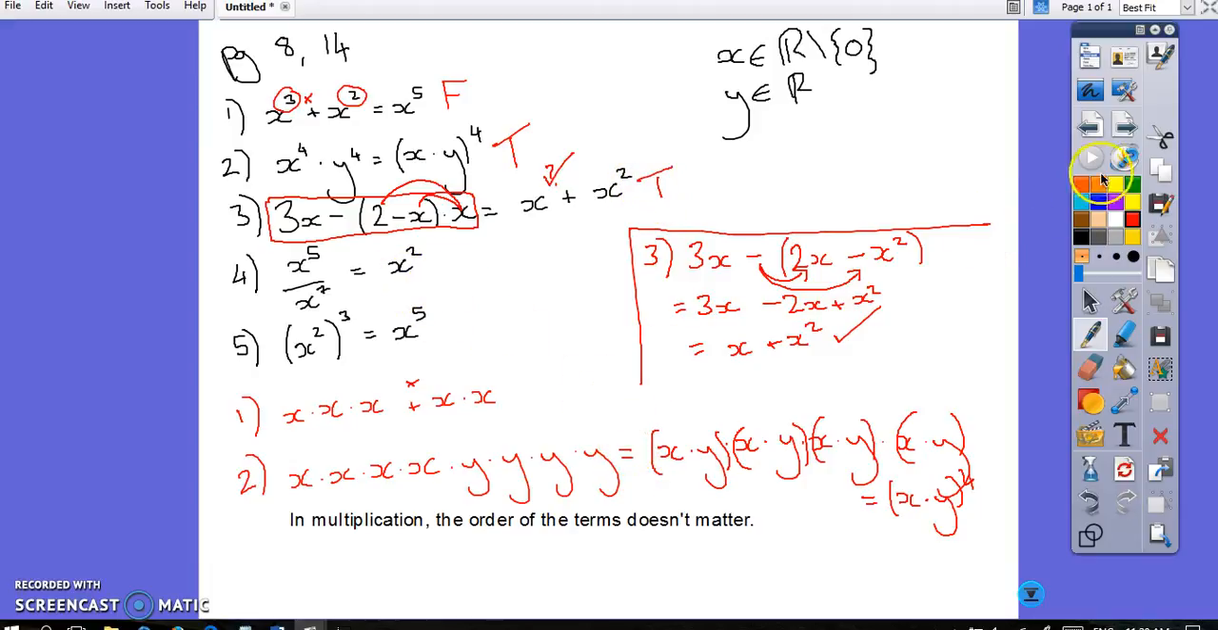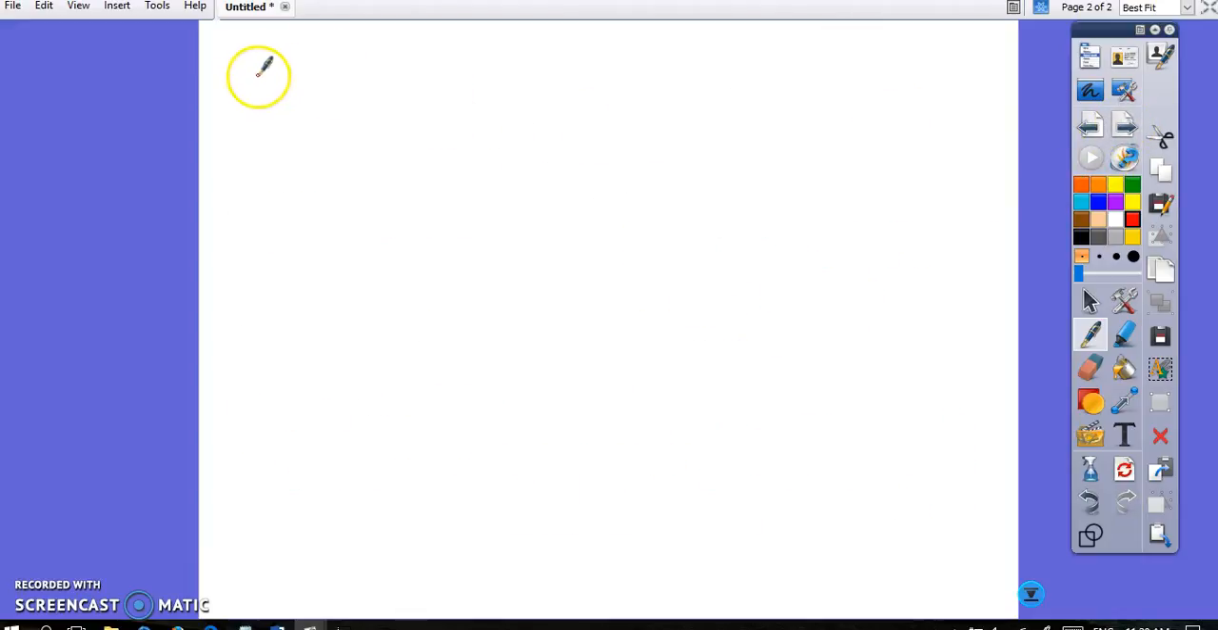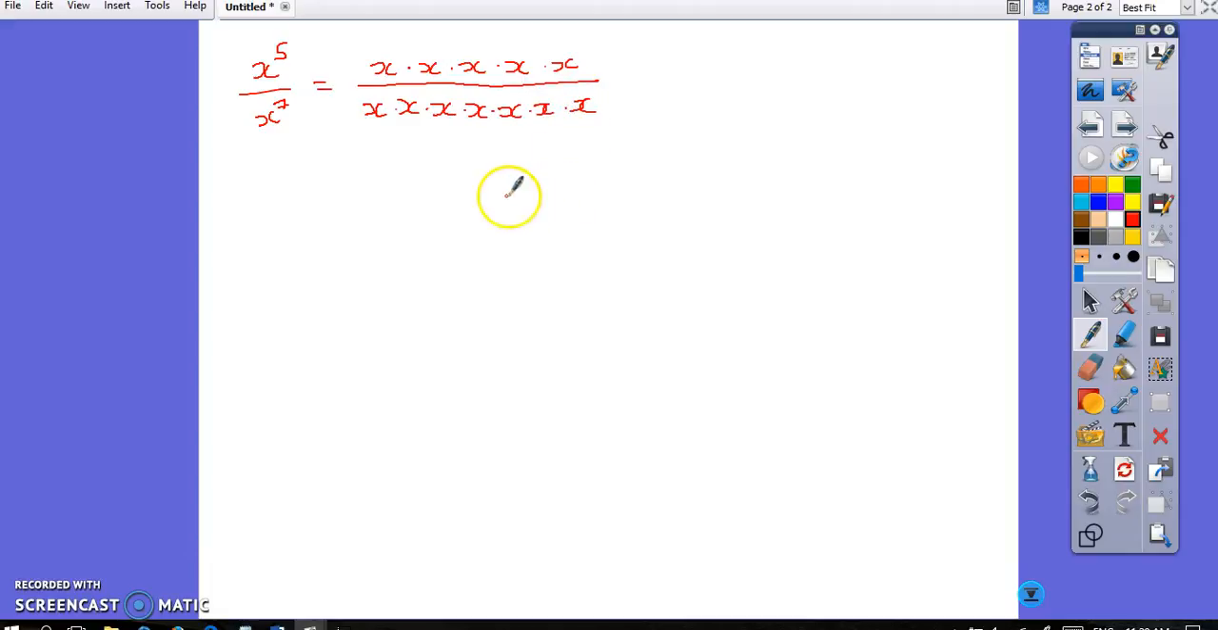Number 4, I'll make notes on the next slide. So again, this one is easiest to see by writing out the expression in full. So on the top we have x times itself 5 times. On the bottom we have x by itself 7 times. Which means that we could cancel. We can cancel this one with this one, this one with this one, this one with this one, this one with this one, and this one with this one, leaving us x times x on the bottom.